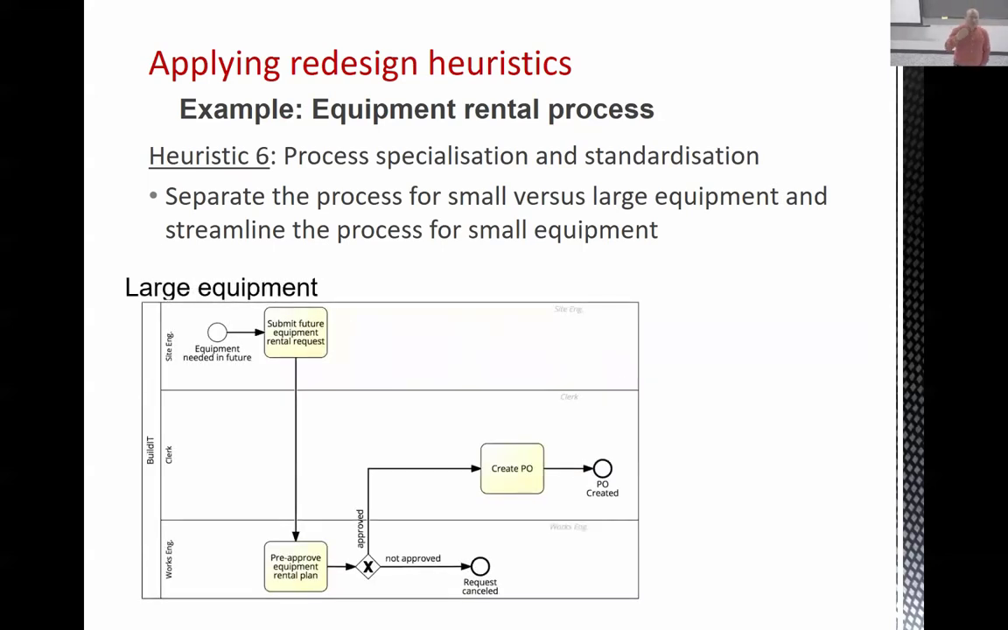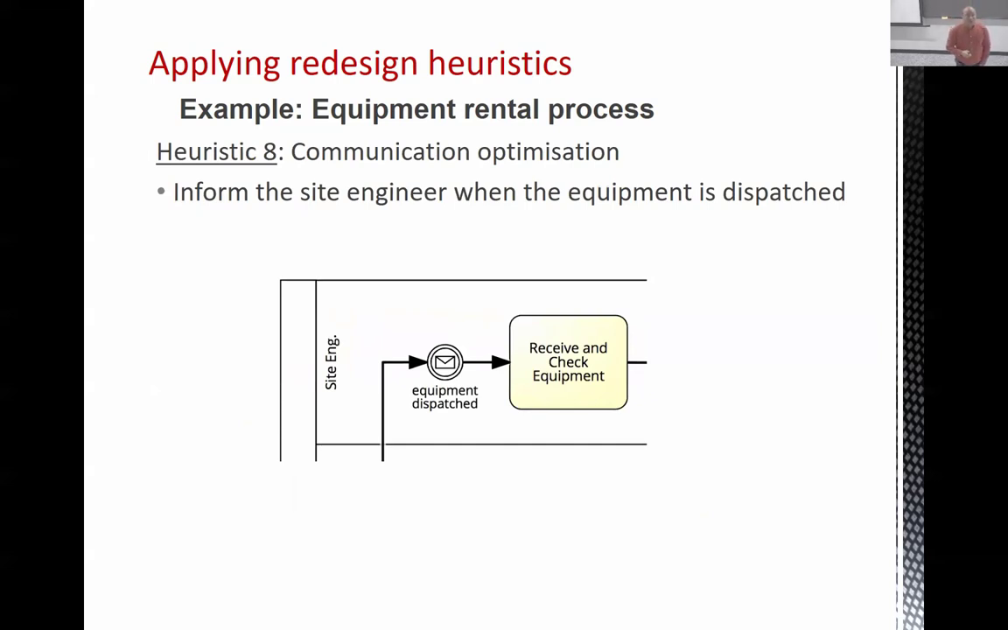For larger equipment, on the other hand, we could go through all this process that we have set up here, or maybe we can streamline it in a different way. Heuristic number eight, communication optimization, tells you, instead of just popping up at the construction site with a bulldozer, what about we send a notification to the site engineer that such and such equipment will be delivered tomorrow, and we allow them to confirm that they are ready to accept delivery by replying to an SMS. They can indicate the optimal time for them to receive it. That communication allows us to be more timely when we arrive at the construction site to deliver this bulldozer, so that the site engineer is not surprised to see the bulldozer popping up at 8 o'clock in the morning when they only needed it at 10 o'clock.